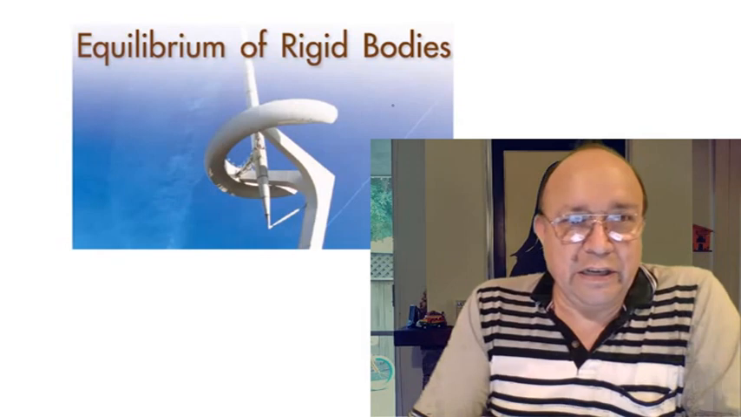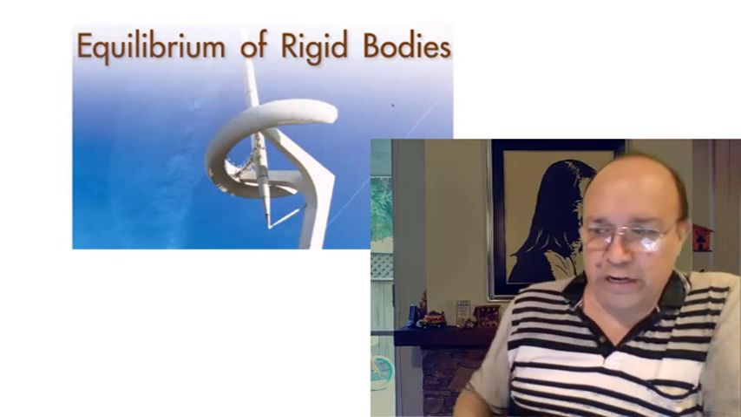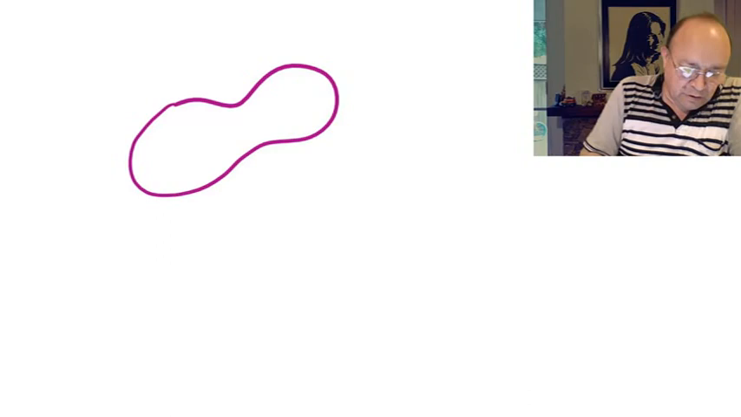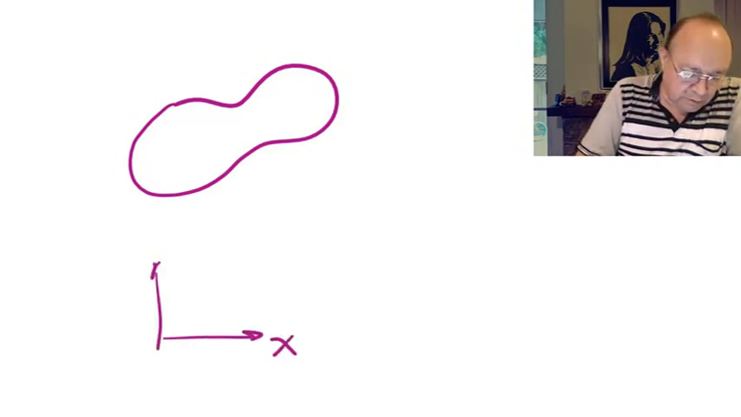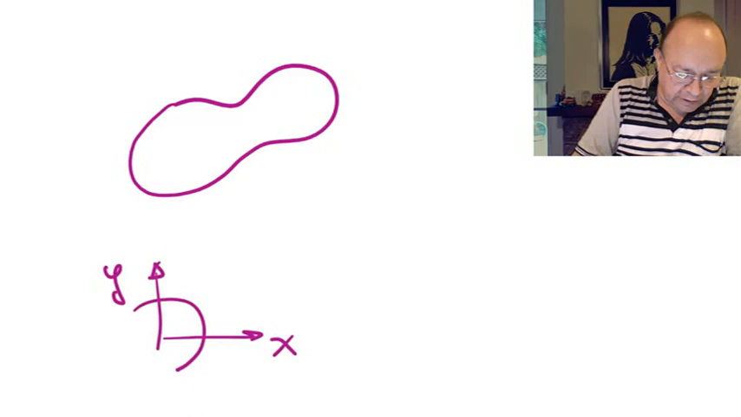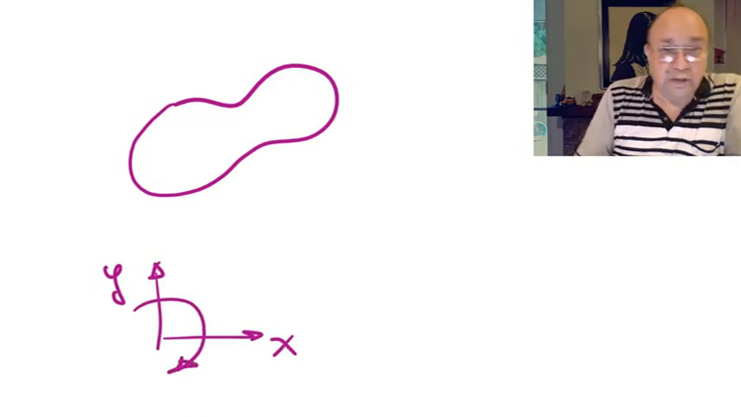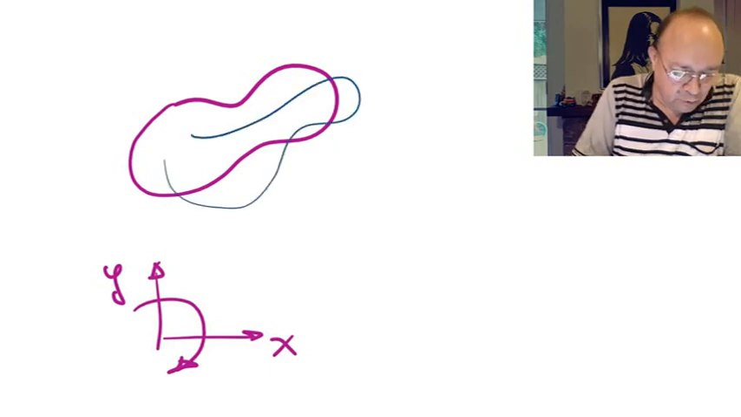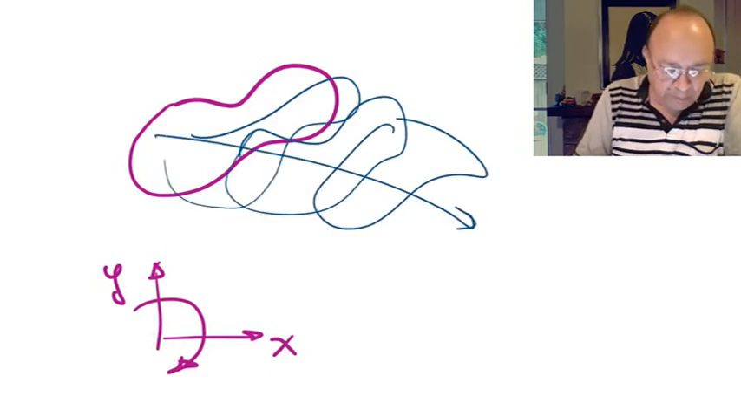Let's talk about the equations of equilibrium. Let's say we have a rigid body. In order to guarantee the equilibrium of this body in the 2D plane, we need to guarantee that it doesn't move with acceleration in the x direction or in the y direction, or that it doesn't rotate. So in order to guarantee the equilibrium, there should be no translation, no movement.